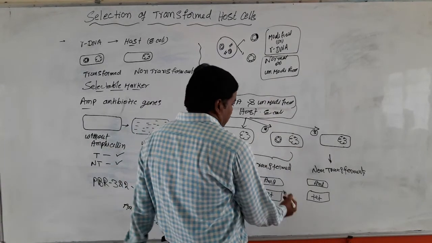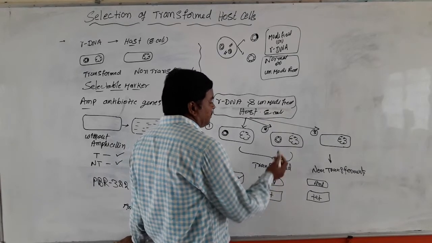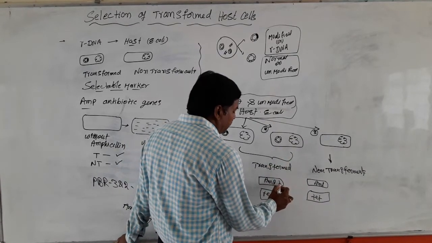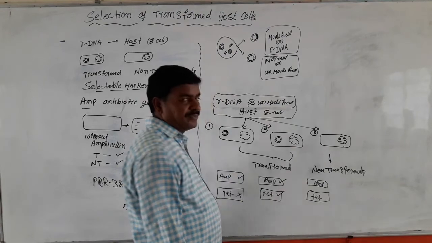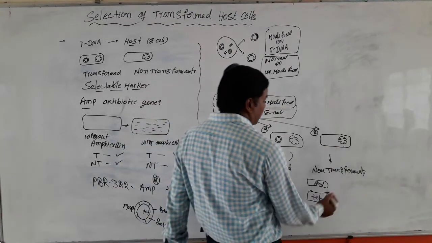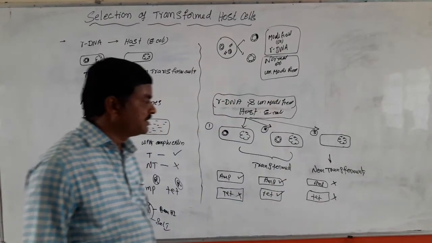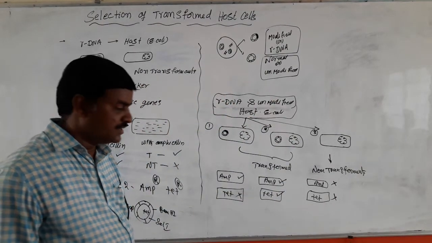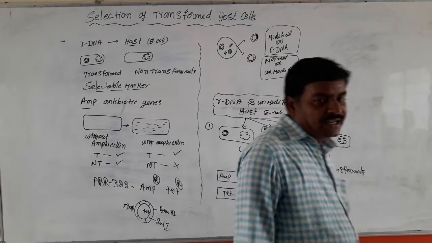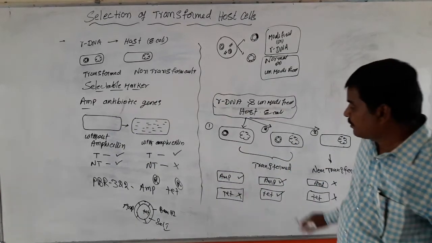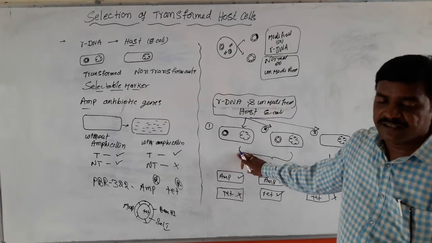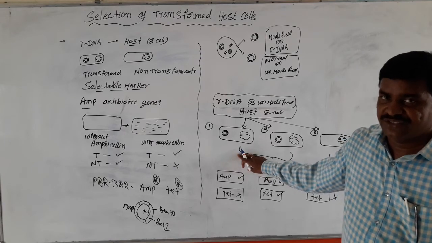But what about the transformed cells which take up the normal plasmid, not recombinant? They can survive in both media. And what about this non-transformed one? These do not survive in either of these media, ampicillin medium or tetracycline medium. Thus, we can recognize the transformed cells by using these ampicillin and tetracycline genes as markers.